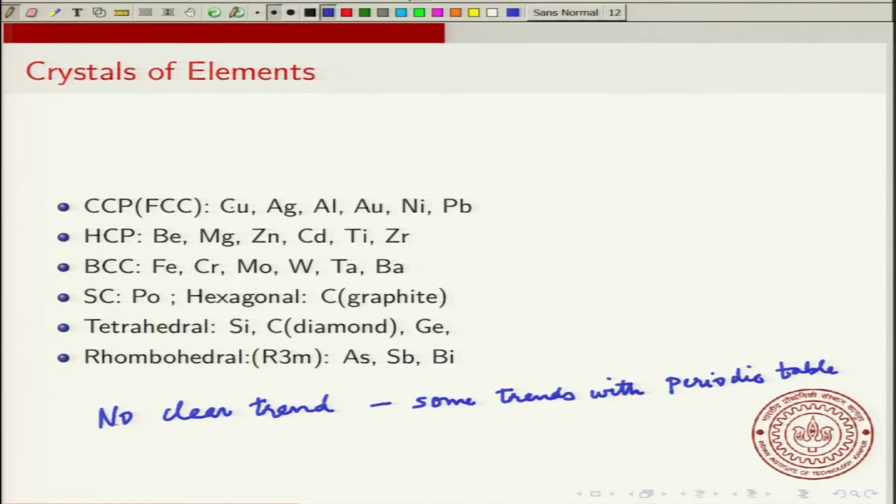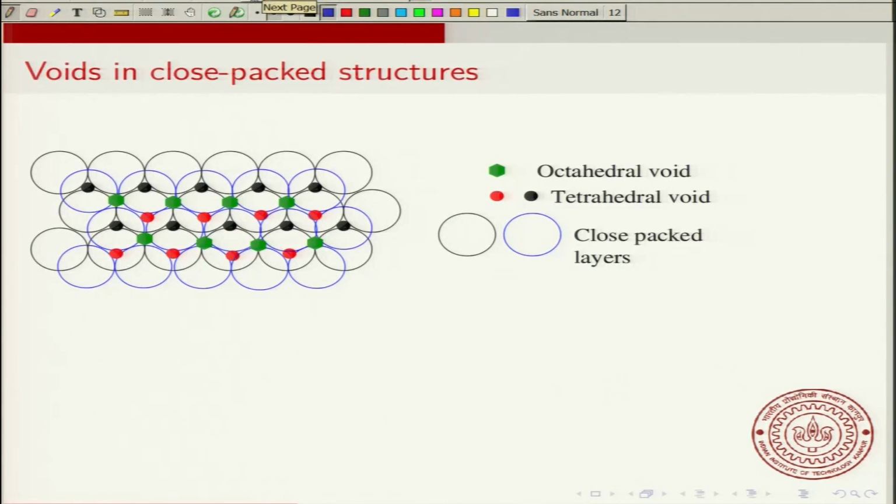Okay. Now, these are some of the crystals of elements. One of the very useful concepts when you go to crystals of multi-element compounds, for example, binary compounds, is that we like to visualize one element as forming some crystal structure, and then the other element occupies some voids in that structure. So we will come to the concept of voids in the cubic closed packed structure.